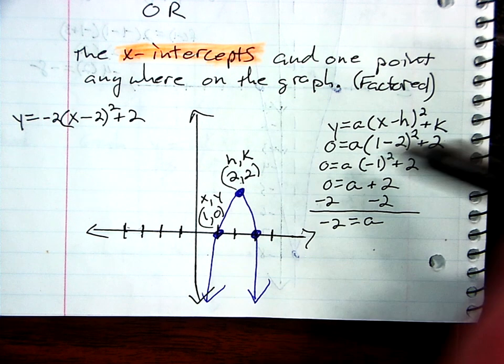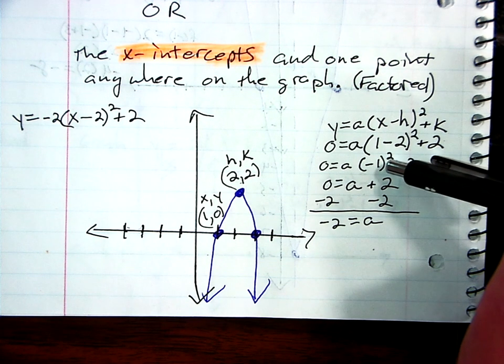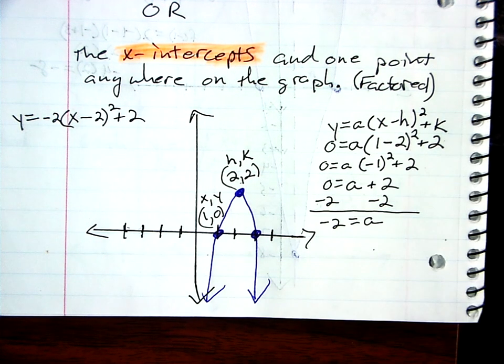Negative 1 squared is 1 times A is... No, it's not O. It's not A. It's A. I'm just messing with you. It's 1. It's there. We just don't see it.